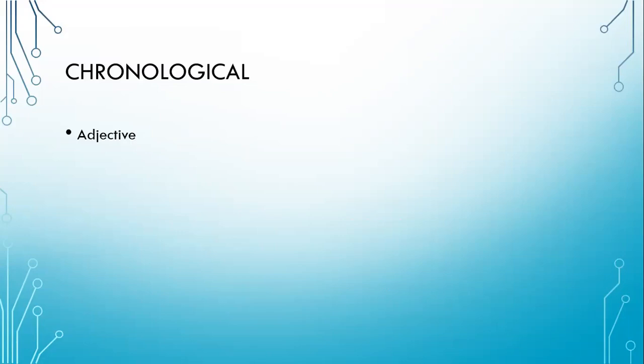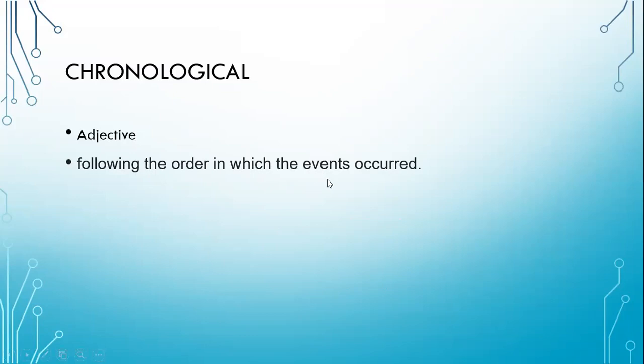So what does it mean? Telling the events from the beginning to the end or from the end to the beginning? From the beginning to the end. Very good. Following the order in which the events occurred. That means what happened first, what happened next, what happened then. Yes? Don't worry, your turn is coming.